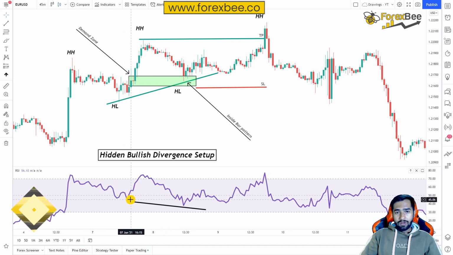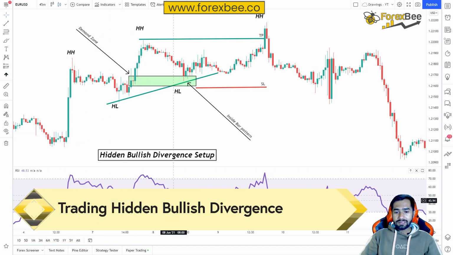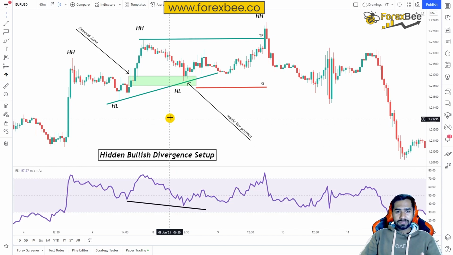So now let's trade this. As I just discussed earlier, you can see that the oscillator broke this previous lower low at this point. So we don't know how much divergence is going to happen, or how much more the price is going to go in the bearish direction.